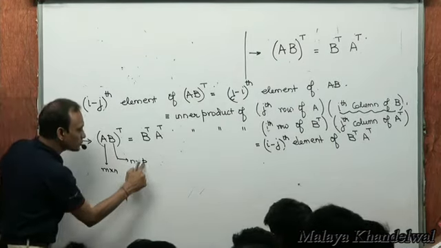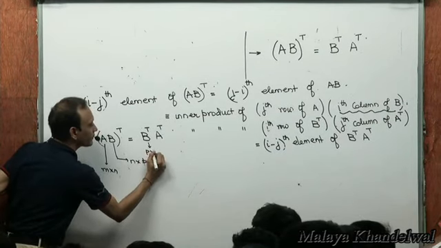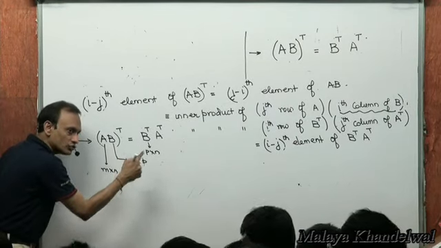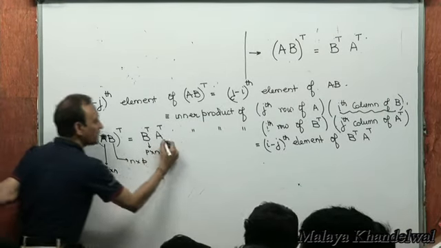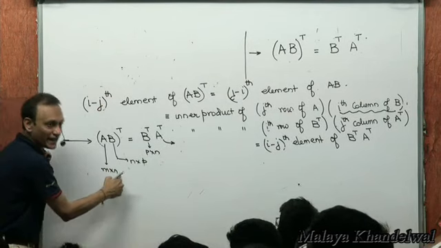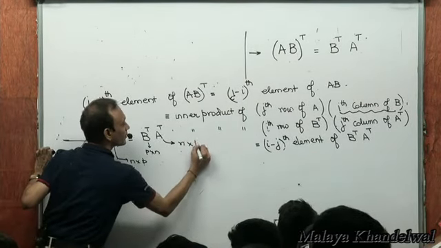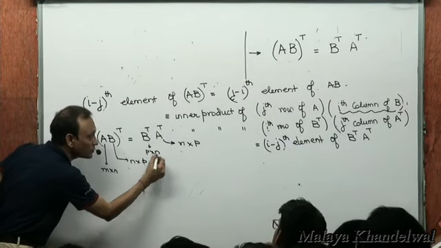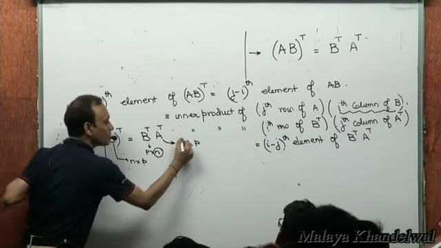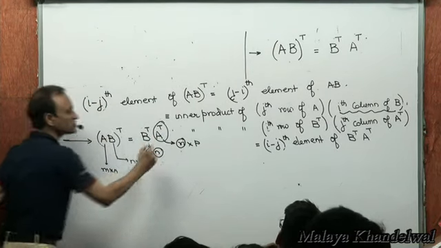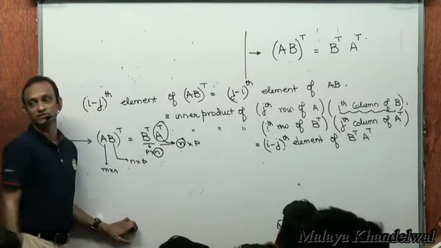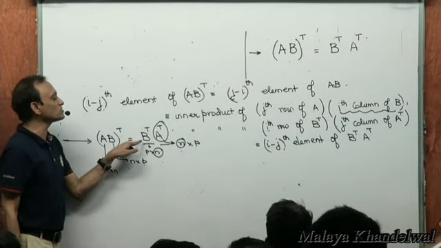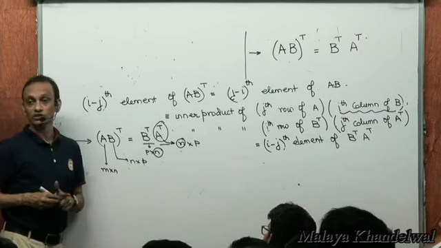Now B transpose would be P by N. Rows have got converted into columns and columns into rows. And A transpose would be N by M. So this multiplication is valid because the number of columns of B transpose is equal to the number of rows of A transpose. So this multiplication is conformable. Yes or no? So (AB) transpose is B transpose into A transpose.